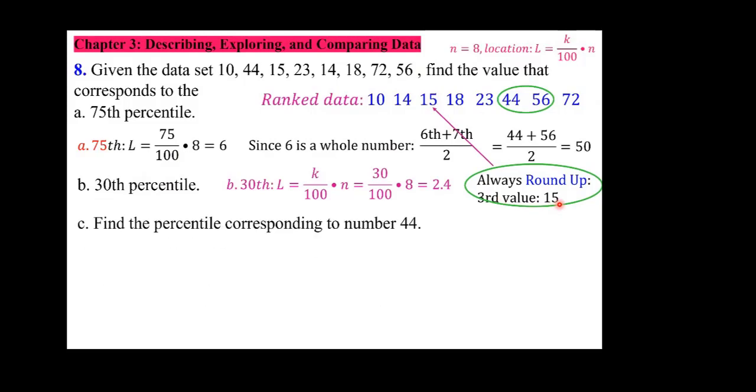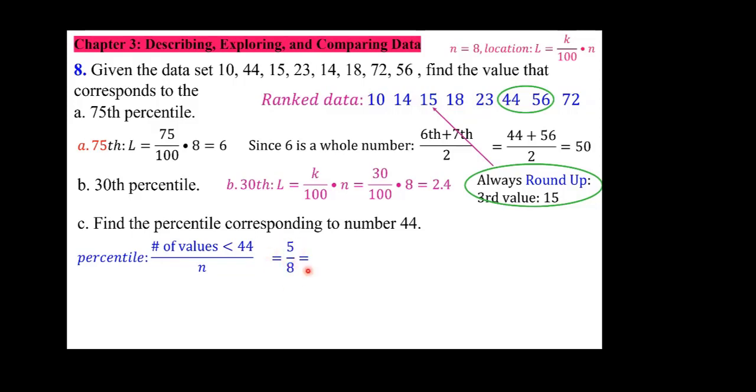We want to find the percentile corresponding to number 44. So the way it works, you find number 44 and see how many values are less than that, and you divide by N. So locate 44, so the number of values less than 44. So here's 44. 1, 2, 3, 4, 5 of them. And you divide by N. And this is the location, believe it or not.